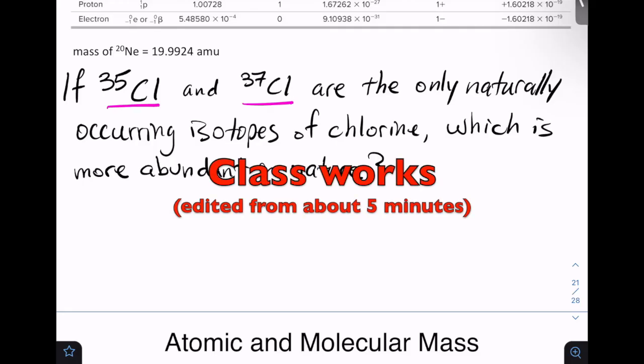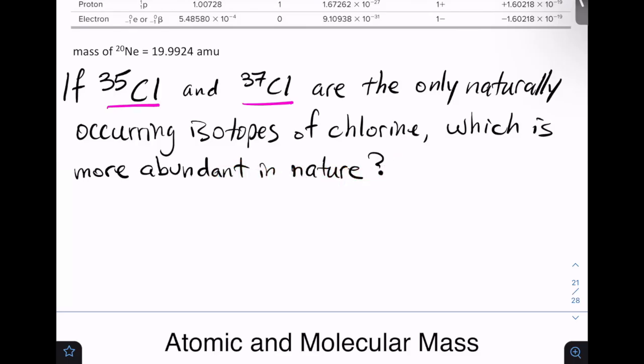Did I give you the percentages? I did not. All you got is this. And don't Google the answer, by the way. You can look at other resources, and if you know how to do it, you'll know what I'm talking about. But you can't just go online and Google the answer.